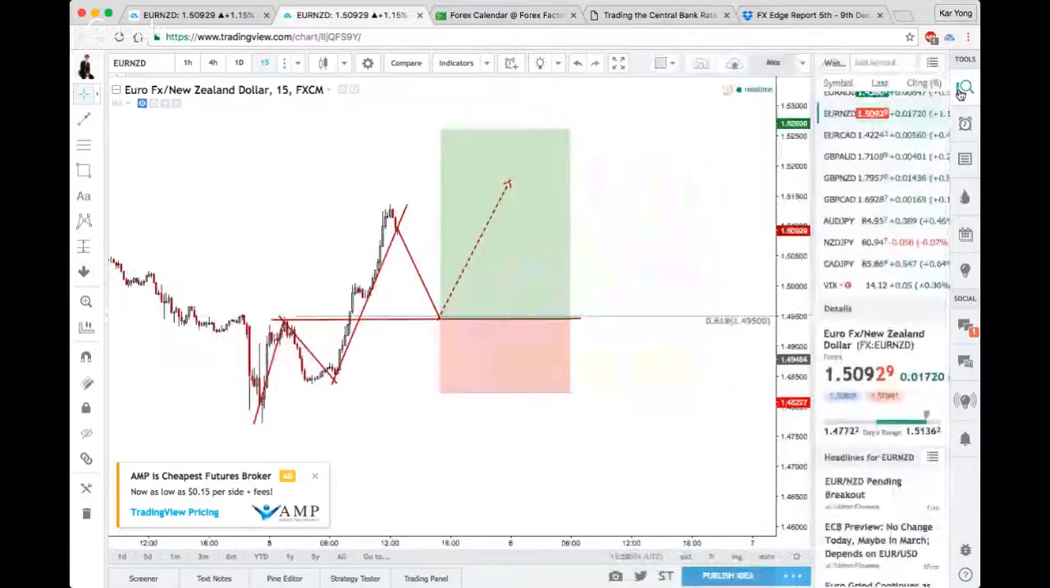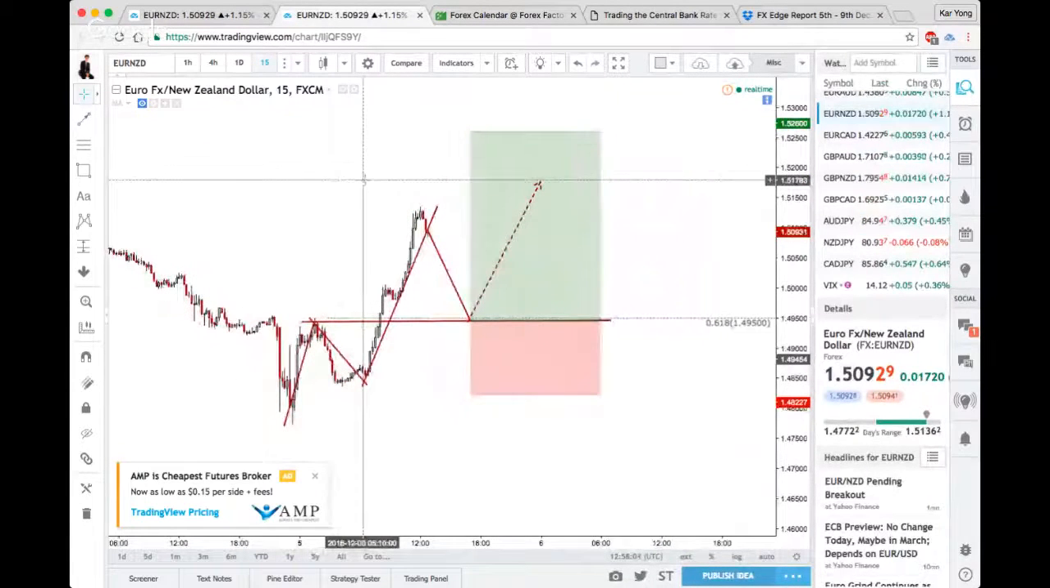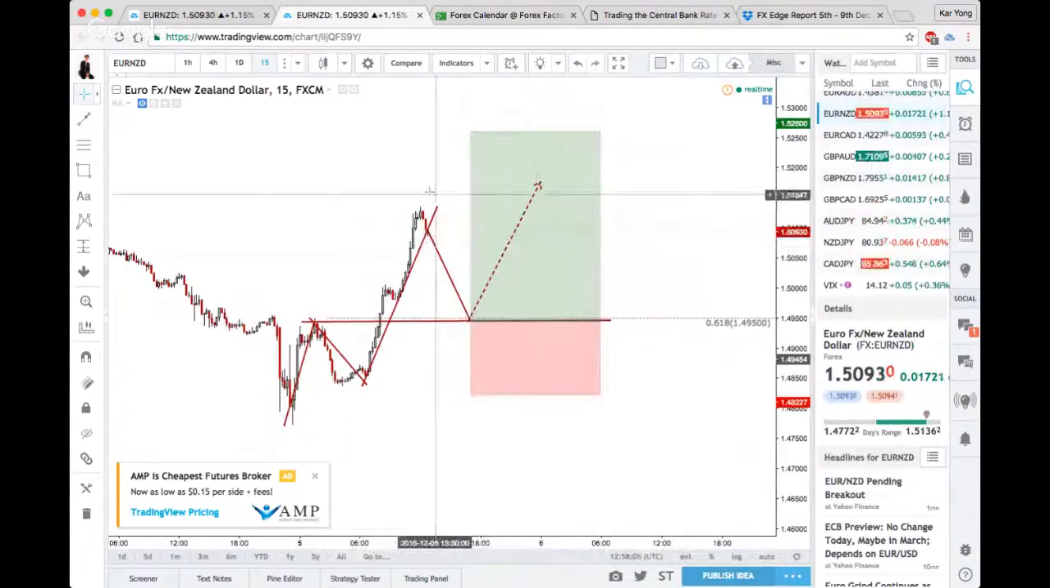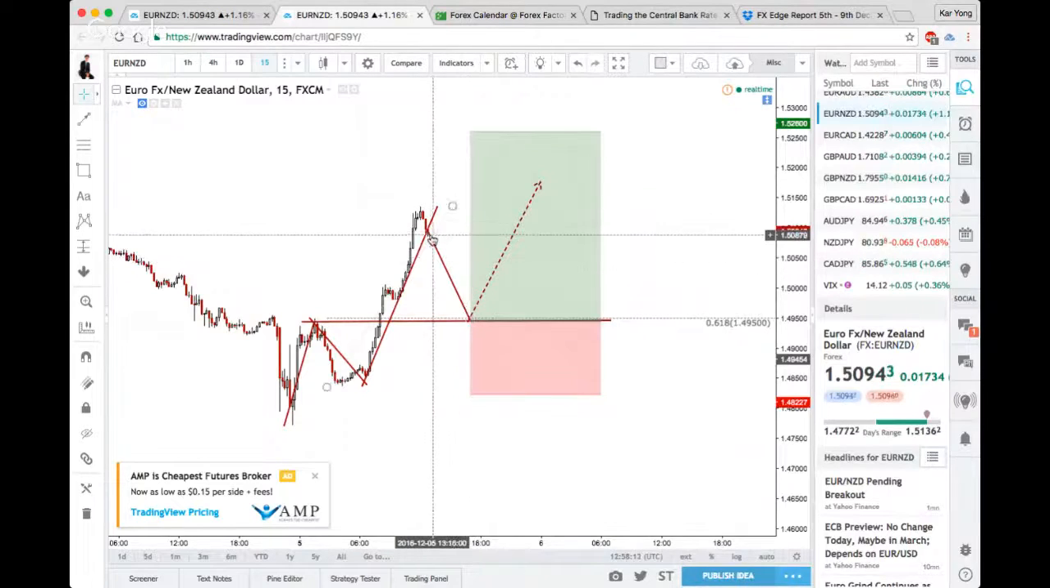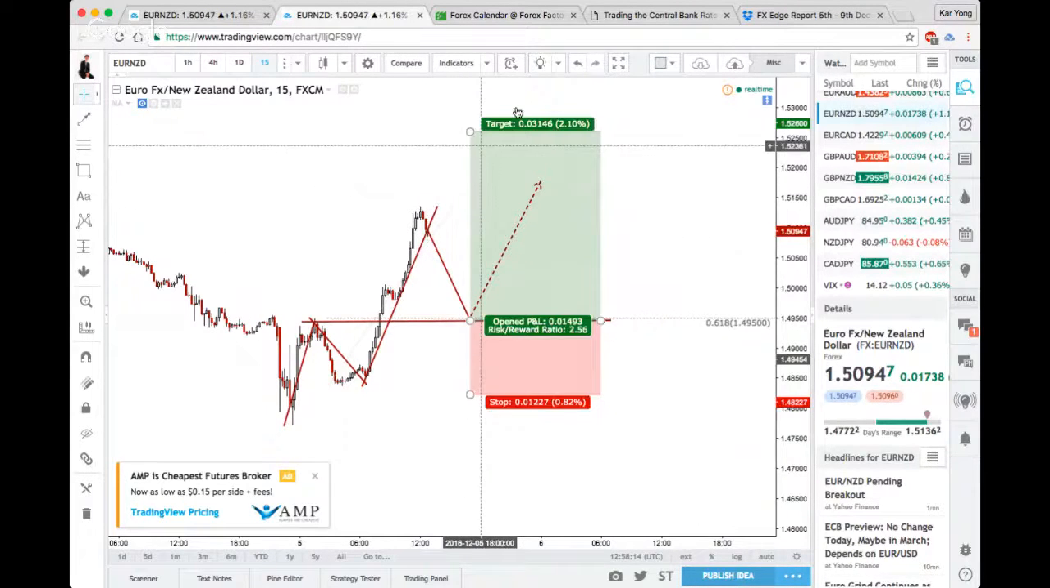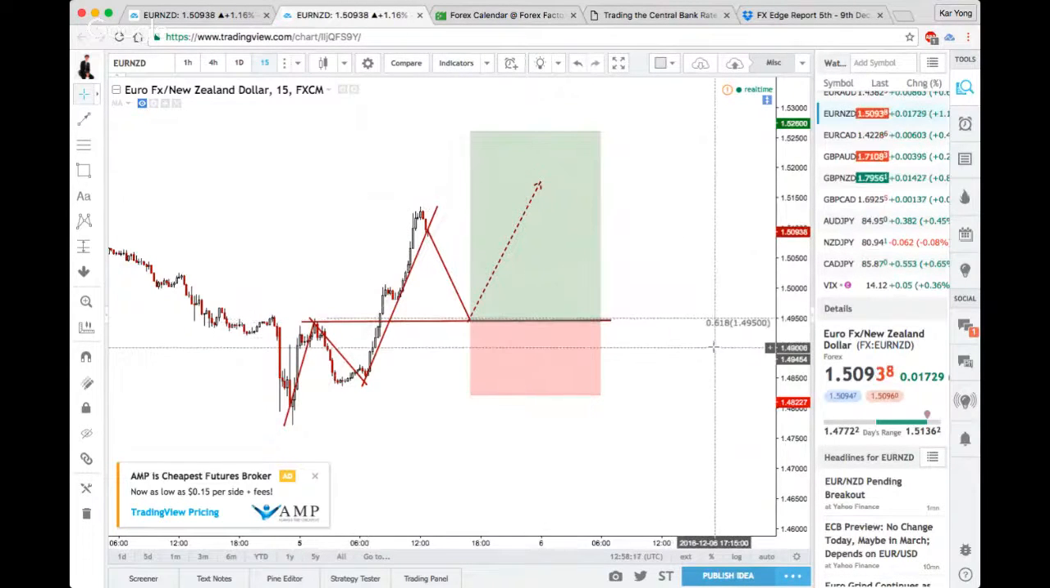So that's one for you to look out for in Euro Kiwi. If this trade is going to happen, it's going to happen either today or tomorrow. Because if it doesn't happen today or tomorrow, this is going to fly up already, and then you need to reassess the whole situation.